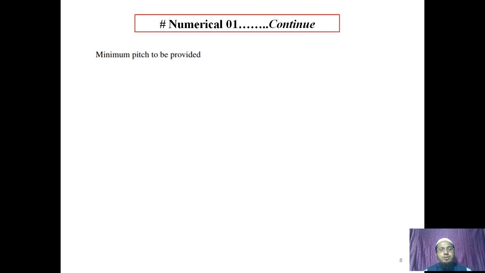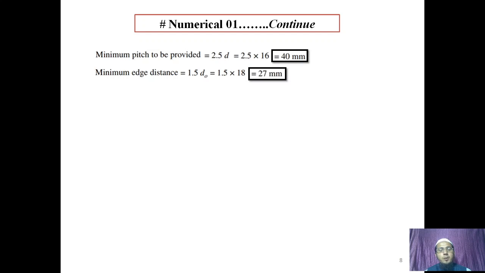After that we should know the terminology: pitch, edge and gauge distances, because we have to draw the connection details. Also we have to calculate bearing strength. As we know, minimum pitch will be 2.5 times D. In our case it will become 40 mm, and minimum edge will be 1.5 times D, as we are assuming machine cut or machine flame cut edges. Hence minimum edge will be 27 mm.